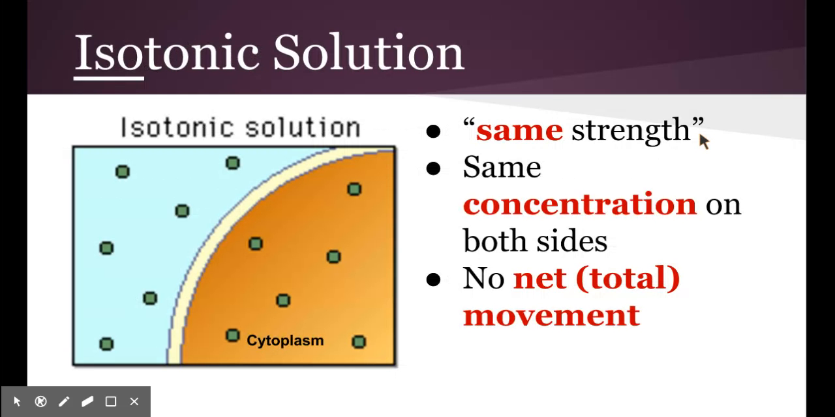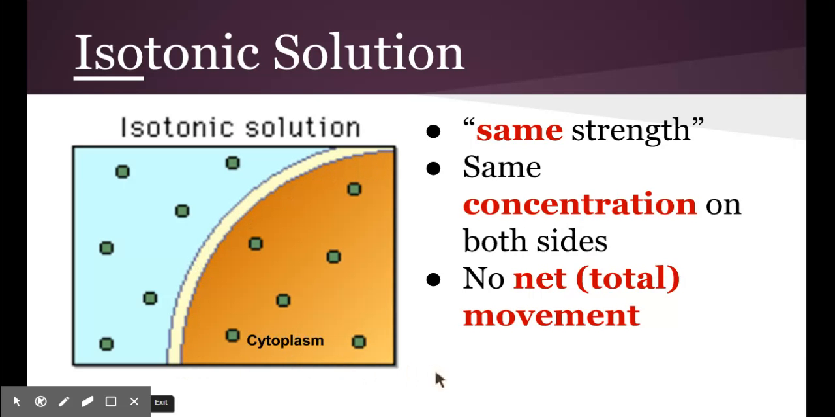Where you should be right now is on the back of your notes, where you have a chart. In the far left-hand column, you'll notice it says isotonic right at the top. You are going to sketch the diagram I have here on the left-hand side inside that first box at the top. You need to draw your cell membrane, which is this thick white line that runs through the middle.